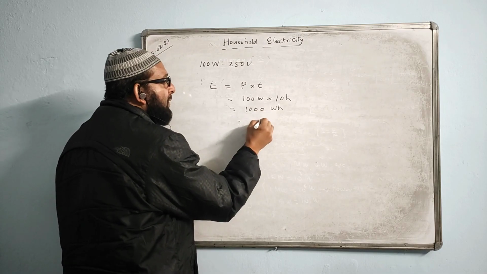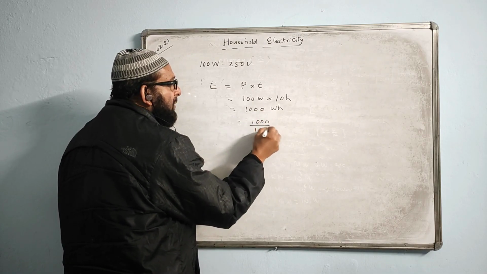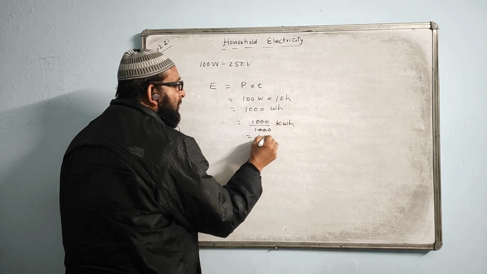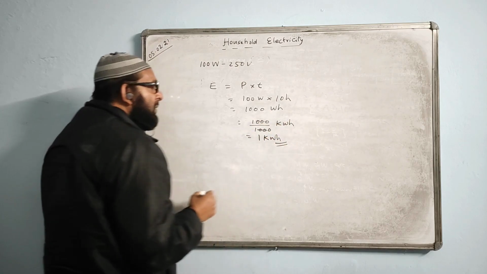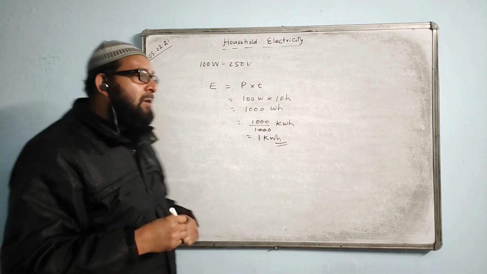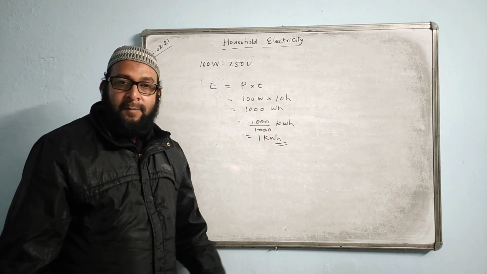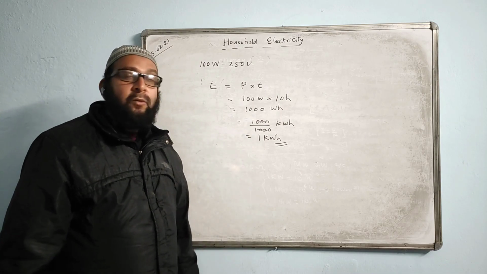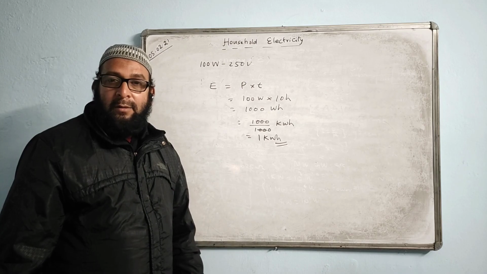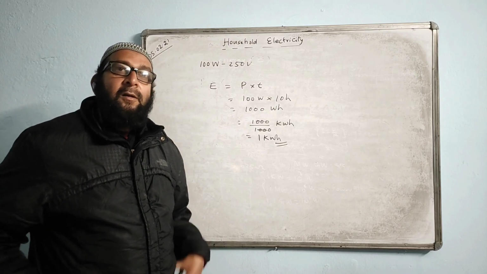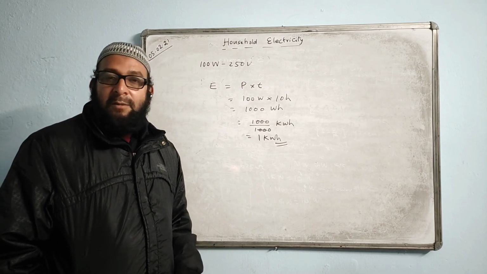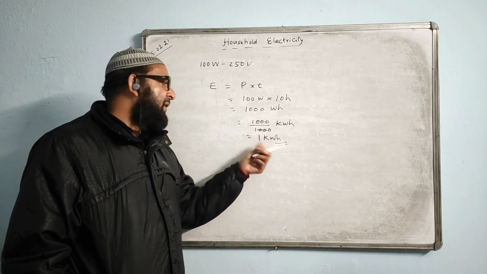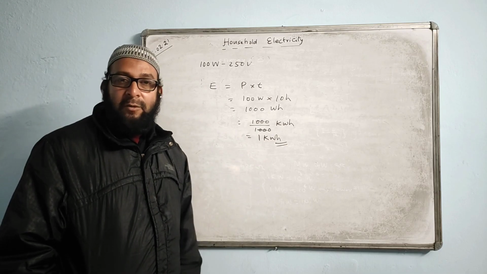1000 divided by 1000 gives kilowatt hours. Cancel. The answer will become 1 kilowatt hour. That means it will consume energy of 1 kilowatt hour. That is 1 unit. 1 electrical unit means 1 kilowatt hour, 2 electrical units means 2 kilowatt hour. If the cost of electricity consumption is, suppose, 6 rupees 50 paisa per unit, how much will be the bill? 6.50 into 1, that is rupees 6.50.